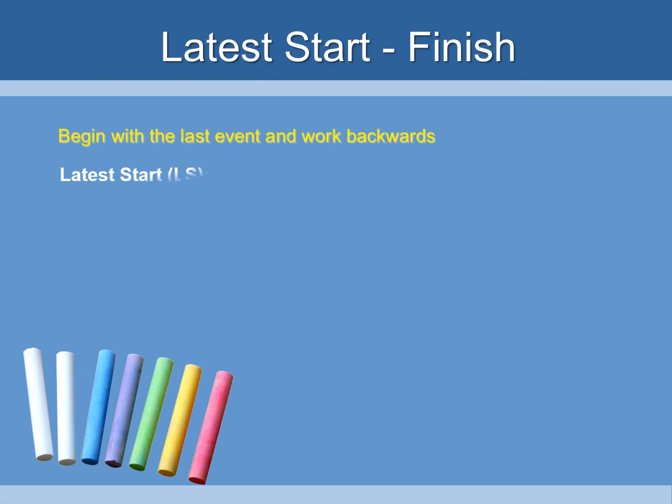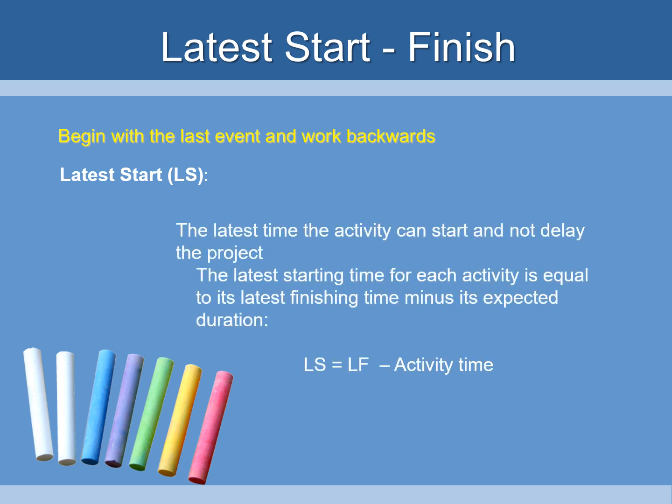Now we want to look at the latest start and finish date. The latest a step could start is when the activity can start and not delay the project. The latest start time for each activity is equal to its latest finishing date minus its expected duration. So the latest start equals the latest finish date minus the activity time.